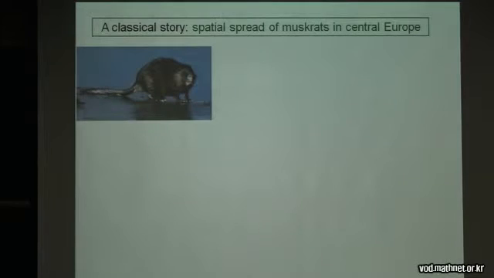This is a classical story, spatial spread of muskrats in Central Europe. And the muskrat is an animal like this. It is originally from North America and did not exist in Europe. But someone brought this animal, just a few of them, to Central Europe, and eventually it spread over Central Europe.